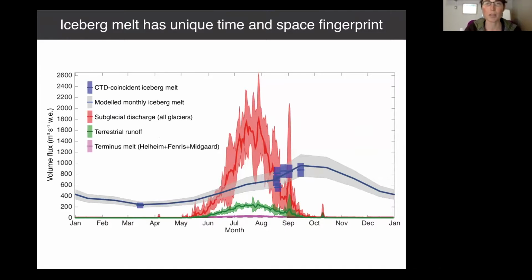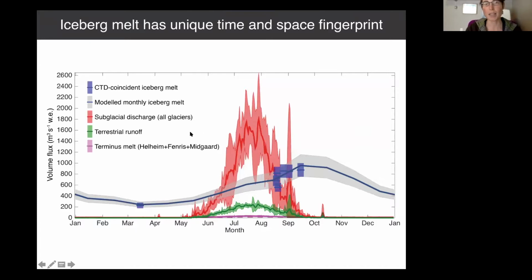One thing that was really interesting in looking at subglacial discharge versus iceberg discharge: Helheim produces the vast majority of solid ice for this fjord, but the runoff basins for Fenris and Midgard are not small, and they actually produce a significant portion of this subglacial discharge. So thinking about some of the less active glaciers around the ice sheet is important when we're thinking about subglacial discharge and runoff, as opposed to thinking about solid ice discharge.